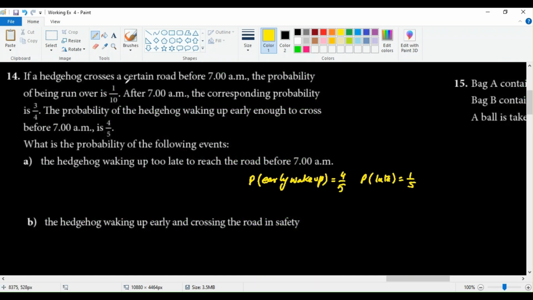Now comes question number 14. It says if a hedgehog crosses a certain road before 7 a.m., the probability of being run over is 1 over 10. After 7 a.m., the corresponding probability is 3 over 4. The probability of the hedgehog waking up early enough to cross before 7 a.m. is 4 over 5. So, waking up probability is 4 over 5. That means waking up late is 1 over 5. And in the question, it says hedgehog waking up too late. That means the answer is going to be 1 over 5. Probability of getting late is equal to 1 over 5. And this is the answer for the first part of the question.